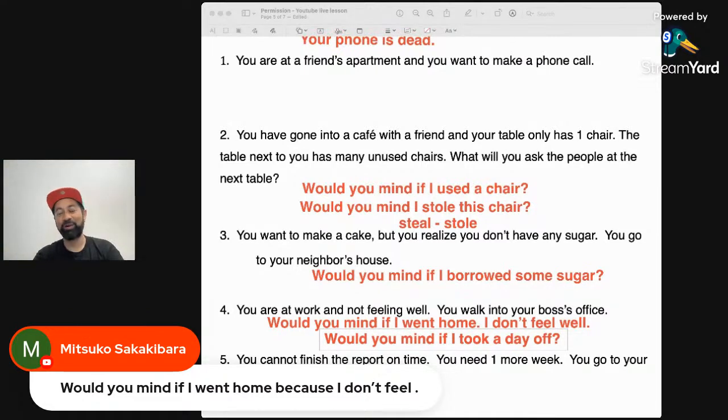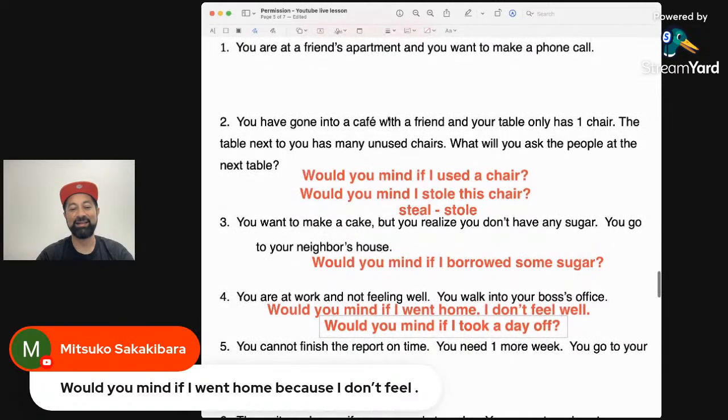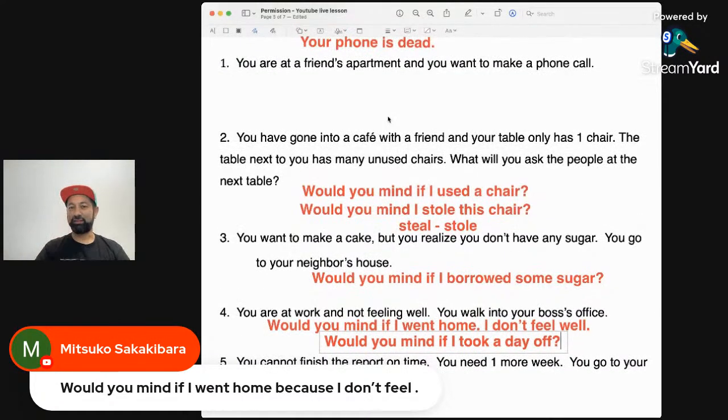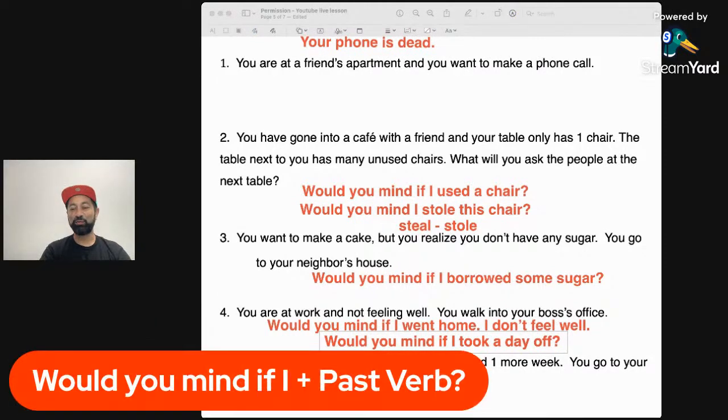Okay, let's do one more today for permission. Number 5. The last one today. Again, in this situation, we are at work. You cannot finish the report on time. You can't finish your report on time. You need one more week. It's going to take you one more week to do this.